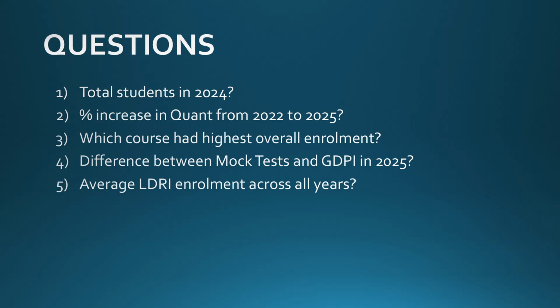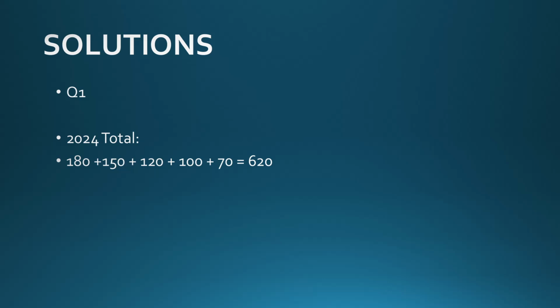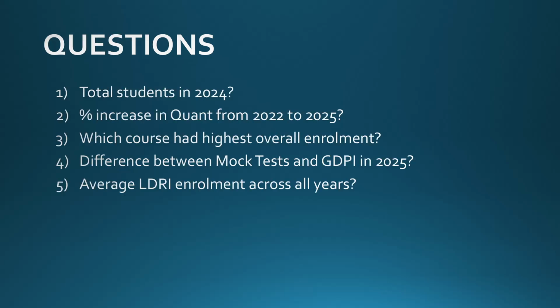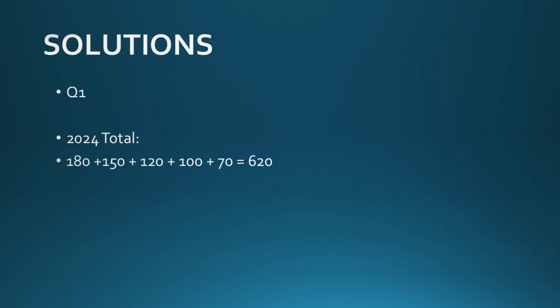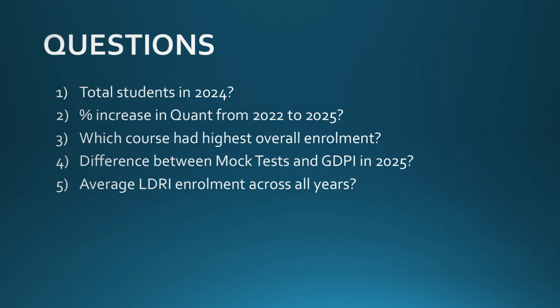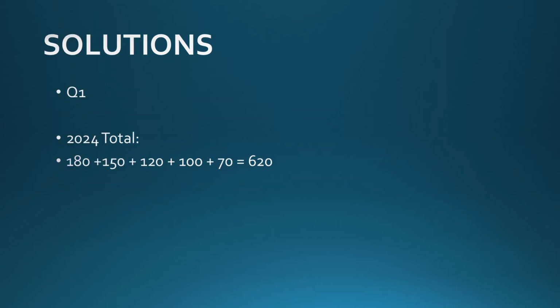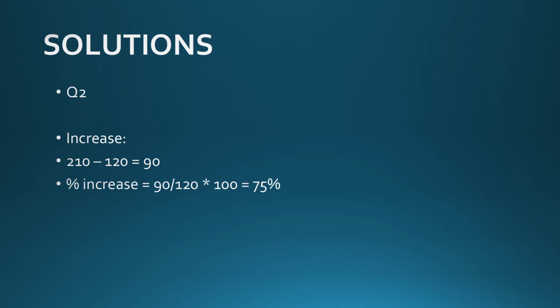So let's look at the solutions. Total students in 2024, we'll just sum it up: 180 plus 150 plus 120 plus 100 plus 70. So the total is 620. Next question, increase in quant from 2022 to 25. It has increased from 120 to 210. So the difference is 90. So percentage increase is 90 by 120 into 100, which is 75%.